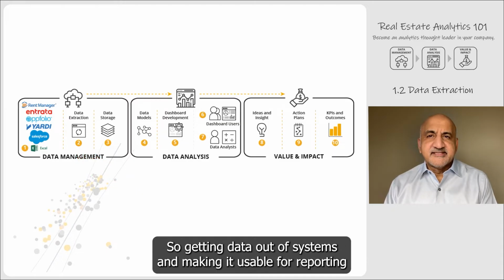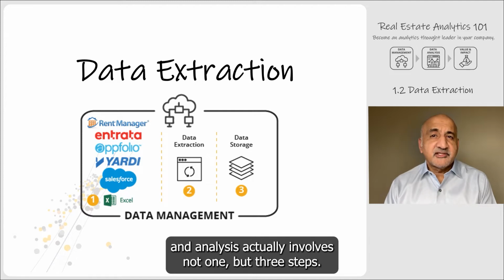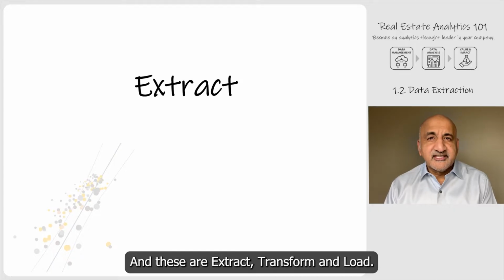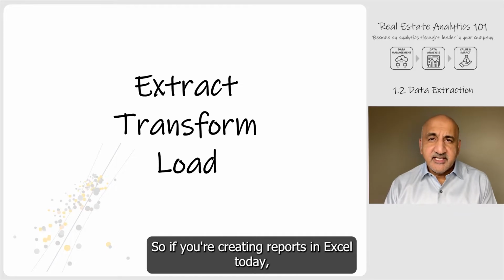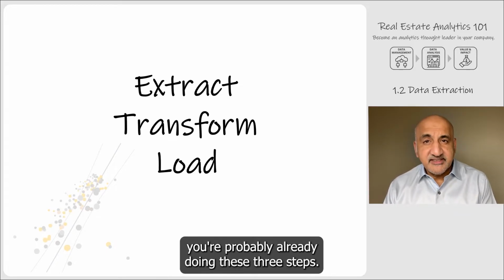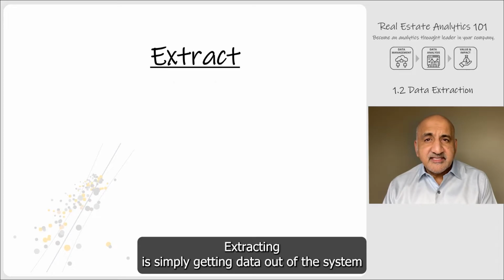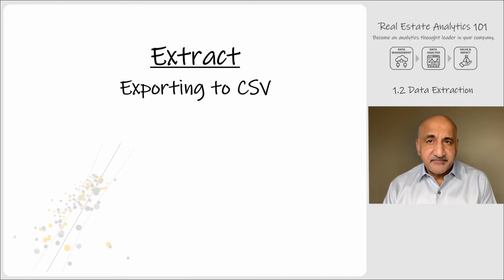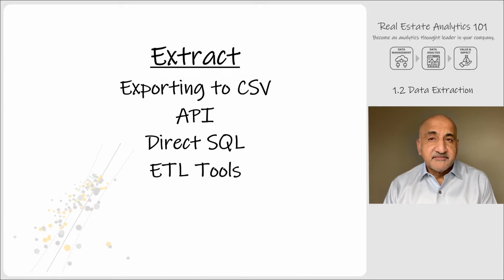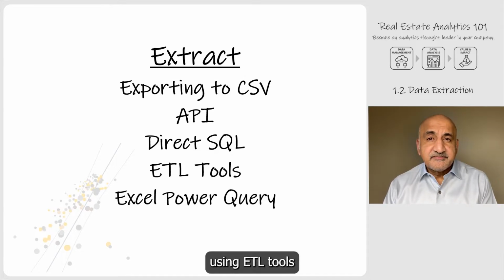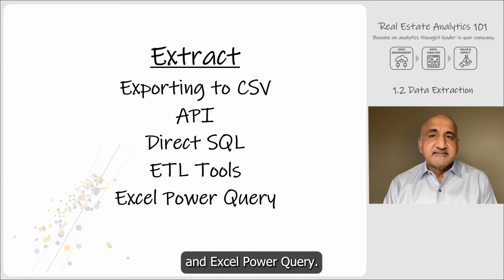So getting data out of systems and making it usable for reporting and analysis actually involves not one, but 3 steps. And these are extract, transform, and load. So if you're creating reports in Excel today, you're probably already doing these 3 steps. Extracting is simply getting data out of the system, and I'm going to cover 5 ways of doing so. Exporting to CSV, using APIs, SQL, using ETL Tools, and Excel Power Query.